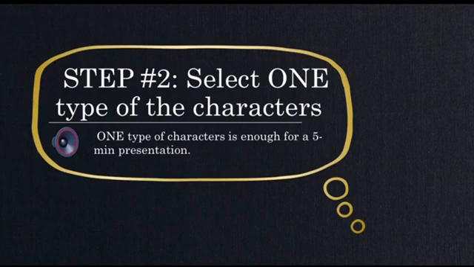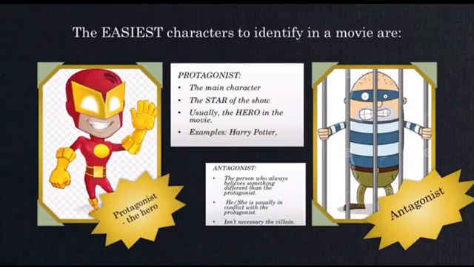What is the next step in making the commentary? Once you have ideas on the types of characters, it's time for you to select a character in an English movie. Select only one. Why? Because your presentation is only 5 minutes and one type is enough. For example, you could choose the protagonist or the antagonist. So these two characters are the easiest ones to comment on.